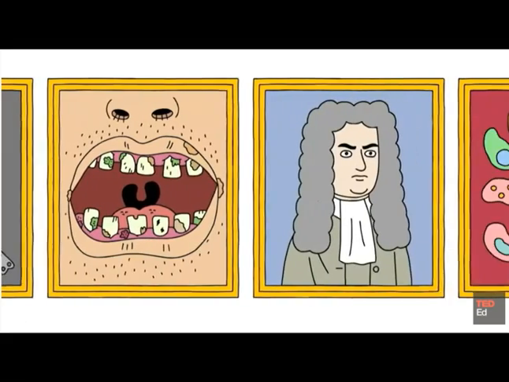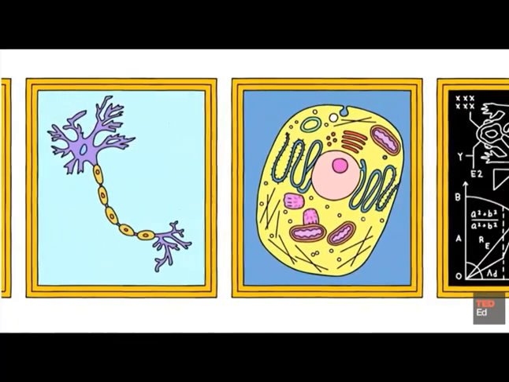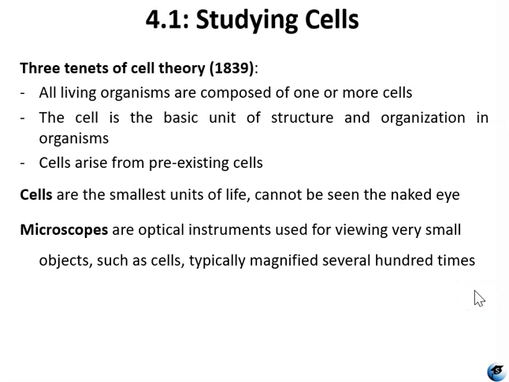Thus, from teeth gunk to torquing off Newton, crystallization to Schwann cells, the cell theory came to be an important part of biology today. The basic tenets of cell theory are: all living organisms are composed of one or more cells. The cell is the basic unit of structure and organization in organisms, and cells arise from pre-existing cells. So what's a cell? A cell is the smallest unit of life.